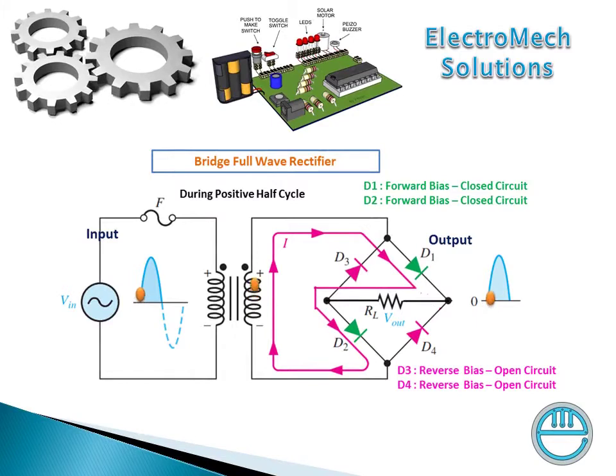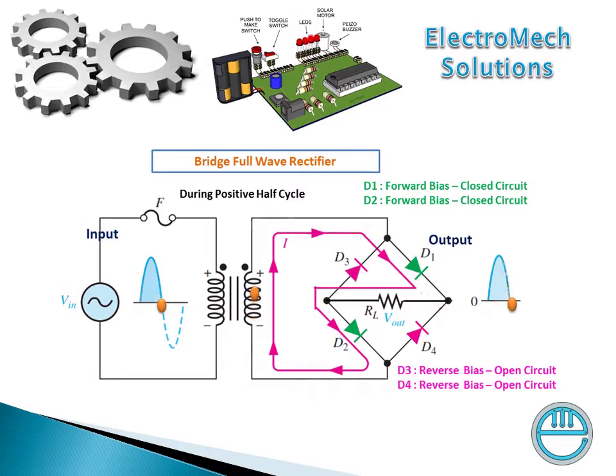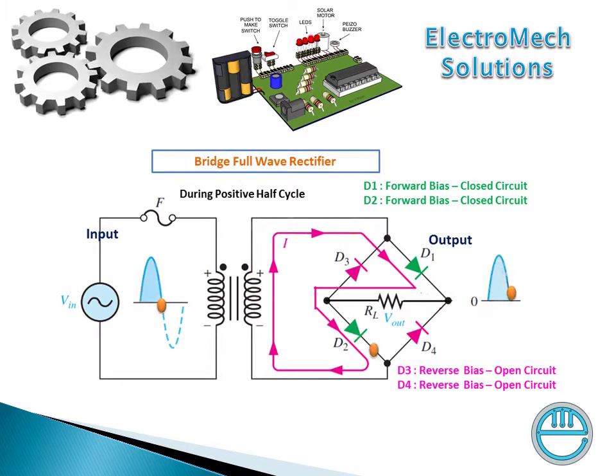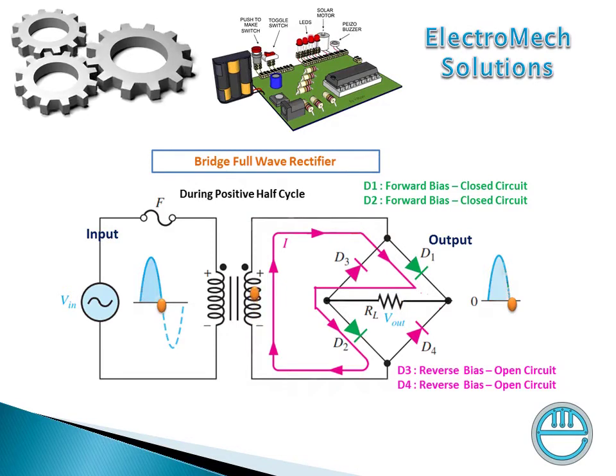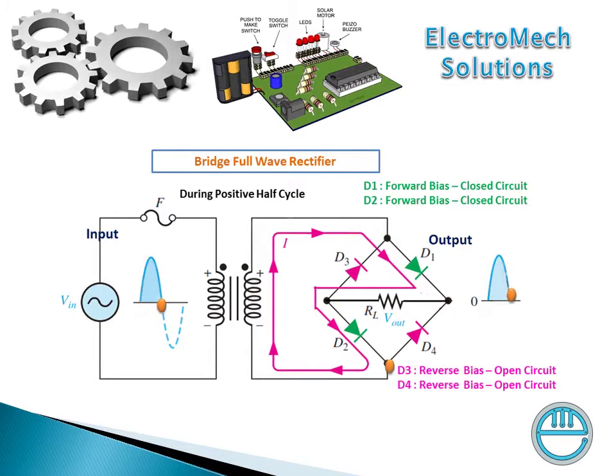Next application, bridge full wave rectifier. You can see the input AC signal during the positive half cycle. D1 is forward biased, closed circuit, and D2 is forward biased, closed circuit, that is green, and you can see the output. Meanwhile, D3 and D4 are reverse biased, open circuit. No current will flow through D3 and D4.